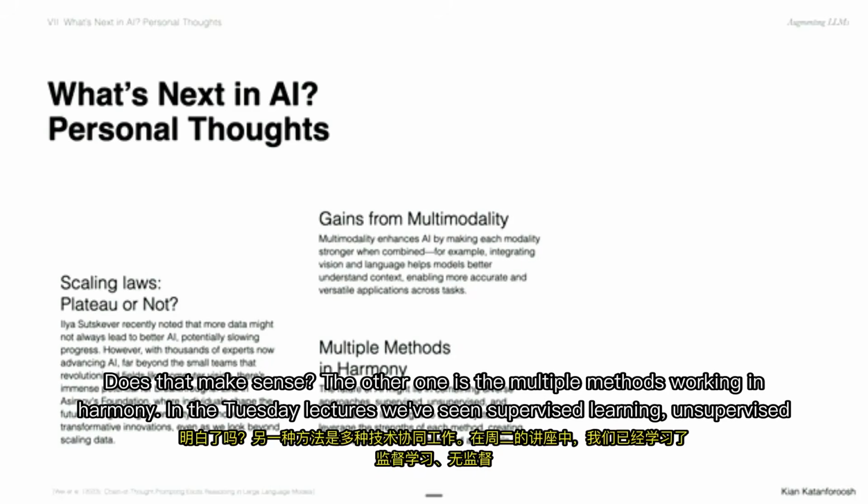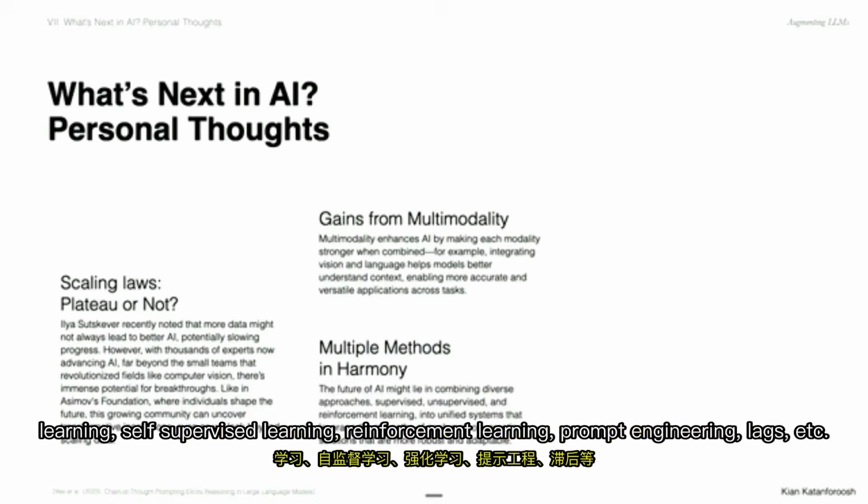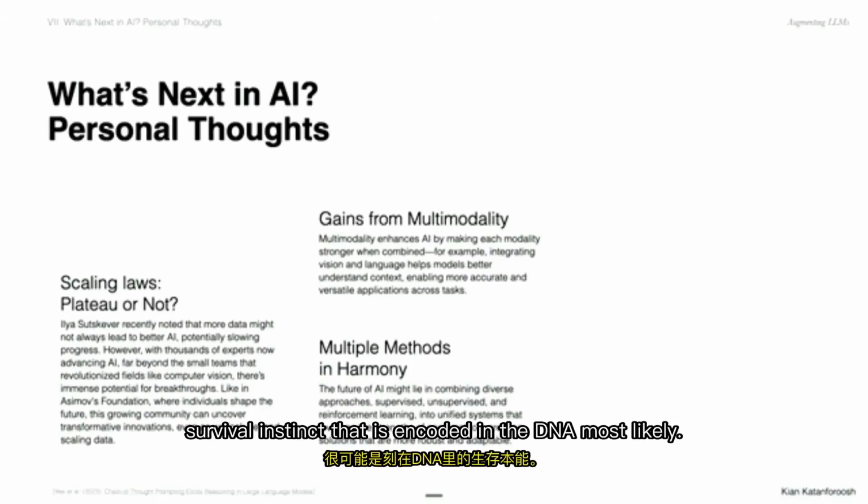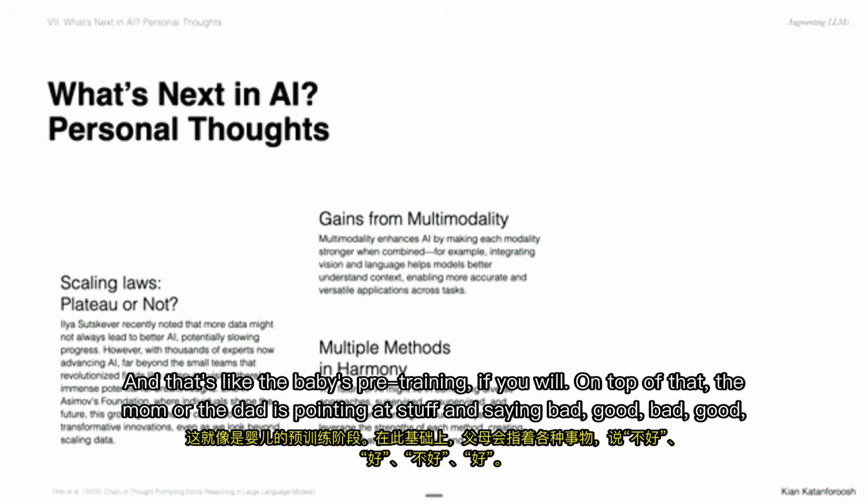In the Tuesday lectures, we've seen supervised learning, unsupervised learning, self-supervised learning, reinforcement learning, prompt engineering, RAGs, etc. If you look at how babies learn, it is probably a mix of those different approaches. Like a baby might have some meta-learning, meaning it has some survival instinct that is encoded in the DNA, most likely. And that's like the baby's pre-training, if you will.